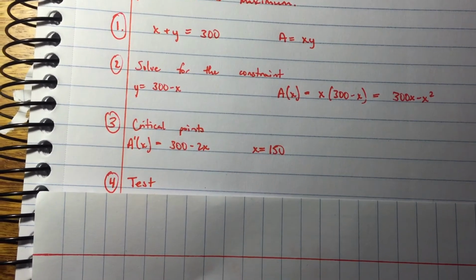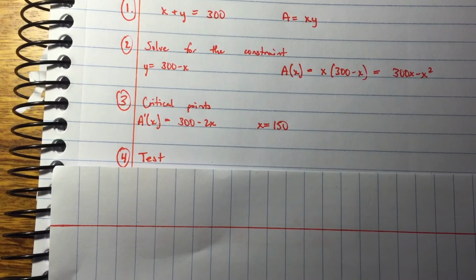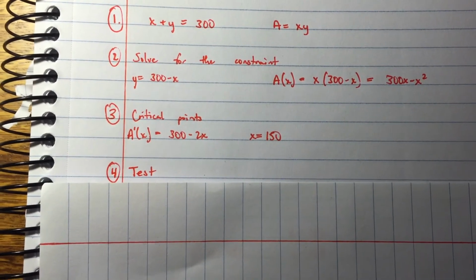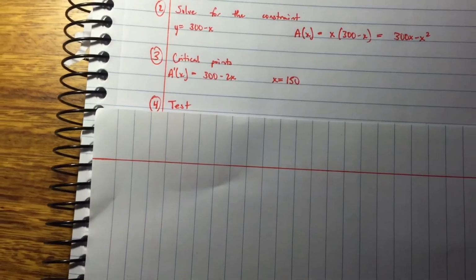For the fourth step, we just need to do what we call a line test. Many deem this step as unnecessary. However, just because we get a single value, we can't just assume that this will give a maximum product. We need to do a quick check to see if this does give a maximum.